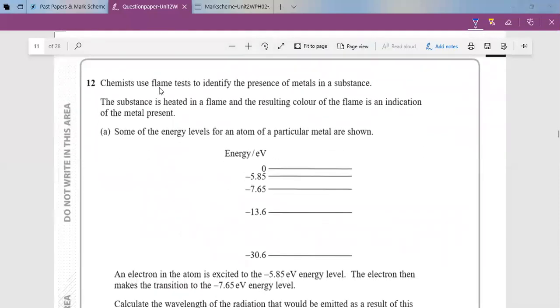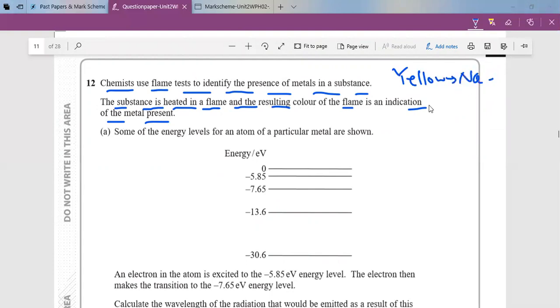Okay, this is a pretty simple question, just needs a bit of logic, okay? Now, chemists use flame tests to identify the presence of metals in a substance. The substance is heated in a flame and the resultant color of the flame is an indication of the metal which is present. So you heat a substance, it gives you a certain color. For instance, if it gives you yellow, you can assume it's sodium. If it gives you an intense white flame, you can assume it's magnesium, and so on. Okay, this is a part of inorganic chemistry, not physics.